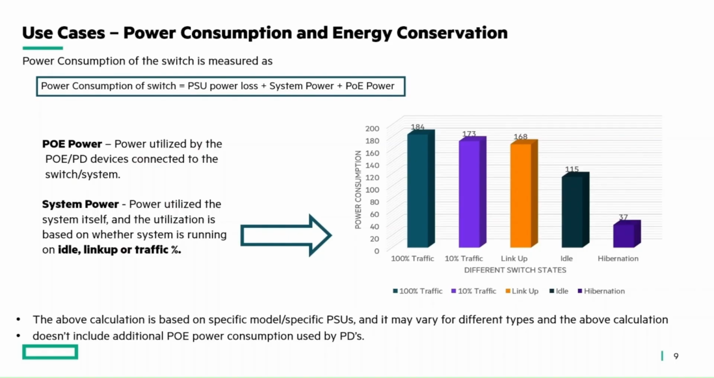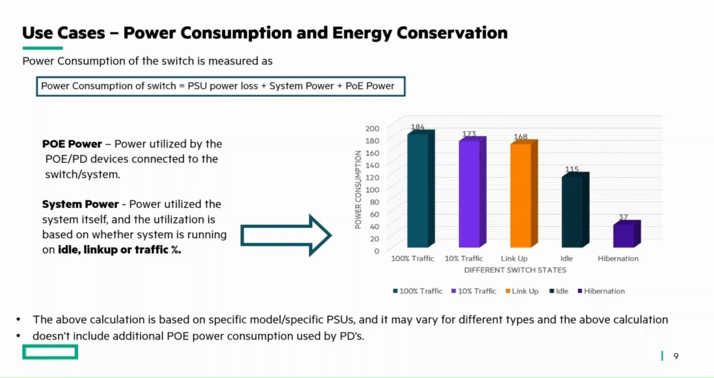On the other hand, the system power is the power utilized by the switch itself, and the utilization is based on whether the system is running on idle or link up, or the switch is carrying 10% of the traffic, or it is fully utilized, that is, the switch is carrying 100% of the traffic. On the right-hand side you can see a graphical representation where it is simple to understand the power consumption of the switch in the different switch states.